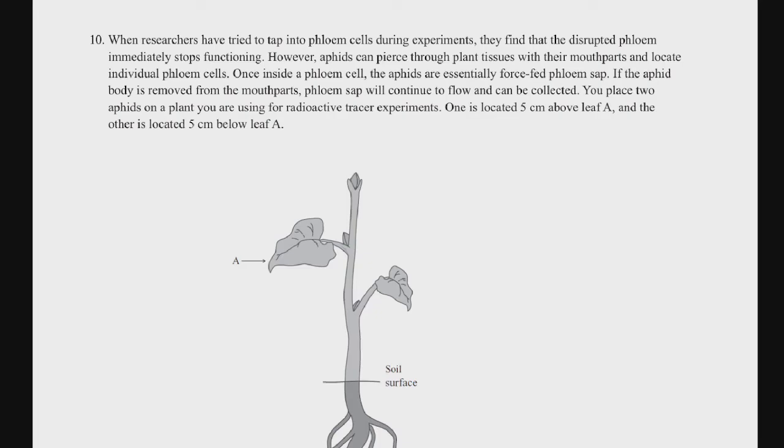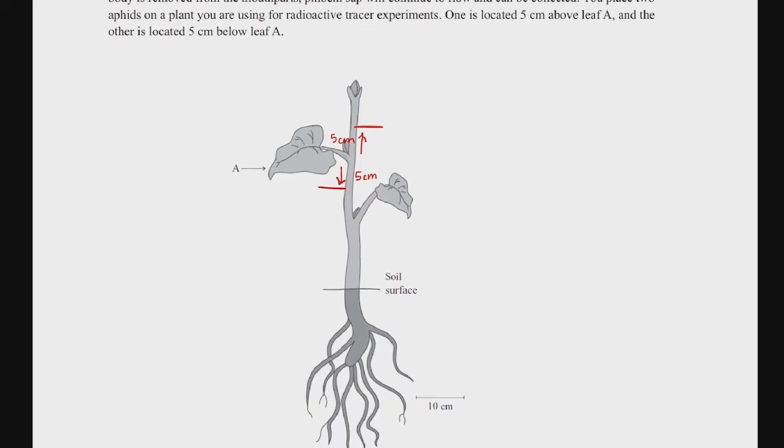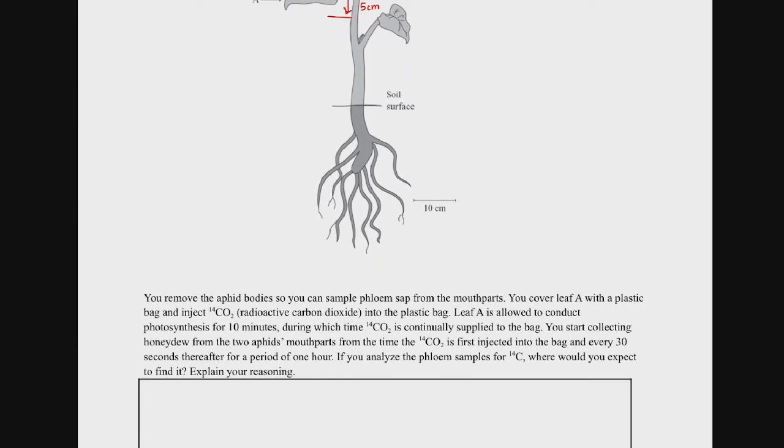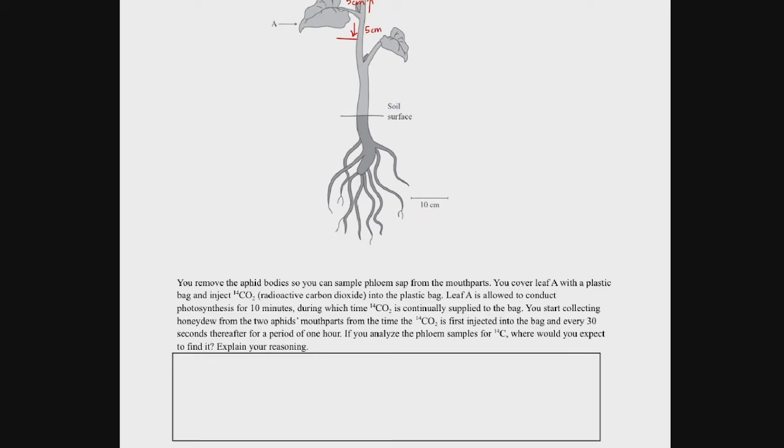You place two aphids on a plant you are using for radioactive tracer experiments. One is located 5 centimeters above leaf A, and the other is located 5 centimeters below leaf A. So we can just say that there's one here and one here, and they're both 5 centimeters away. So that's what we're tapping into. You remove the aphid body so you can sample the phloem sap from the mouth parts.